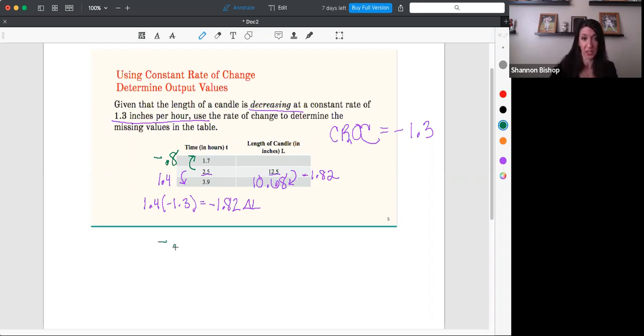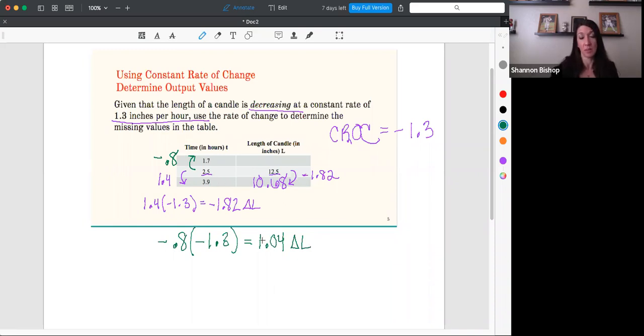So you take your change in time, negative 0.8, multiply it by the rate of change per hour, and let's see what this one gives us. Again, I don't have this memorized, not necessary. So I'm going to take negative 0.8, I'm going to times it by negative 1.3. And it turns out that the candle should change by an amount of 1.04 inches. Now, again, does that mean the candle is literally only 1 inch long in this moment? No, that's just telling us how much the length would have changed by in that span of time.